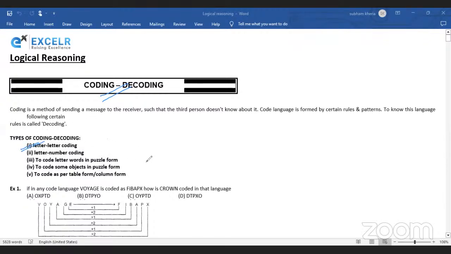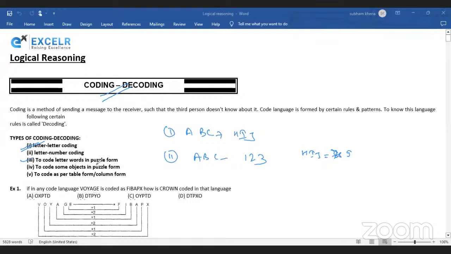What happens here is some given letters are written in the form of different letters. For example, A, B, C is written as H, I, J. So letters are being written as different letters. Part 2, letter number coding. Here some letters, for example, A, B, C is written as 1, 2, 3. H, I, J is written as 7, 8, 9, for example. So here letters are written in the form of numbers. This is letter number coding.